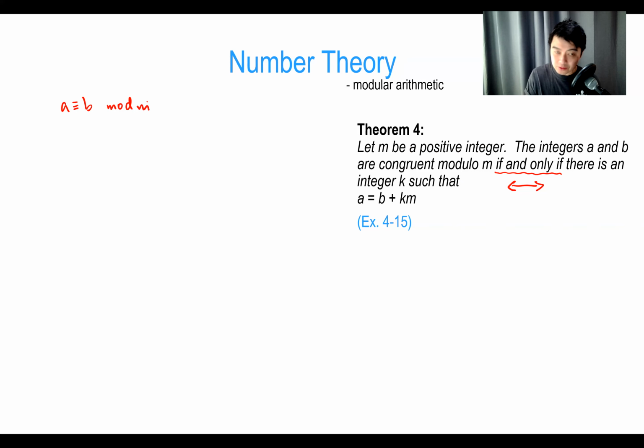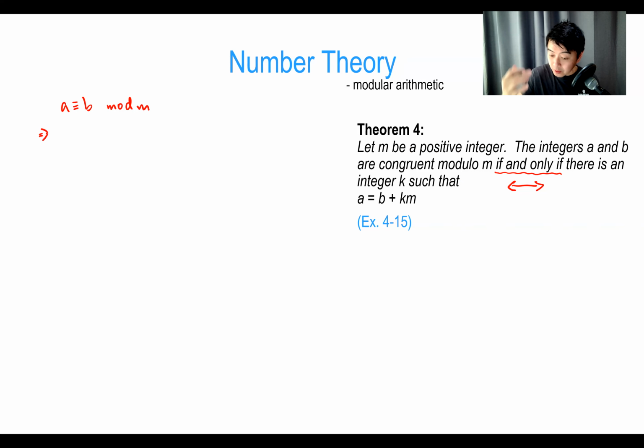Now, the first thing we're going to do is start in the forward direction. So if a and b are congruent, can I eventually claim that there is an integer k so that a is equal to b plus km? Well, let's start going and see if we can actually get there.